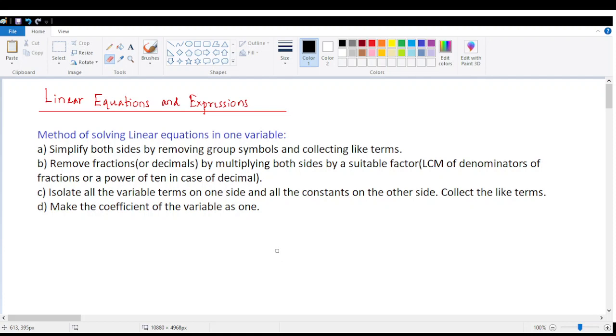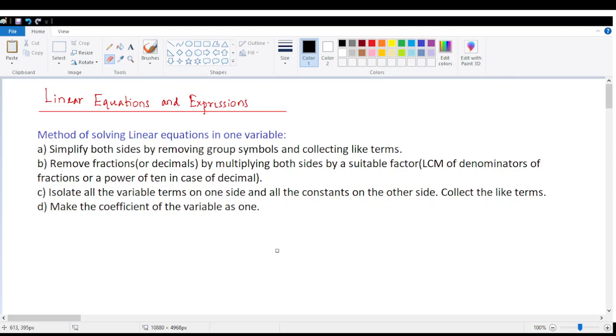Simplify both sides by removing the group symbols and collecting the like terms. So basically the first step is pretty simple. You have to simplify each of the sides. If the sides are not complex, if they are already simplified, then you don't have to worry. If they are complex, let's say it's a combination of different numbers, variables, and everything, in that case you have to simplify it to a particular form. Now this is step 1.